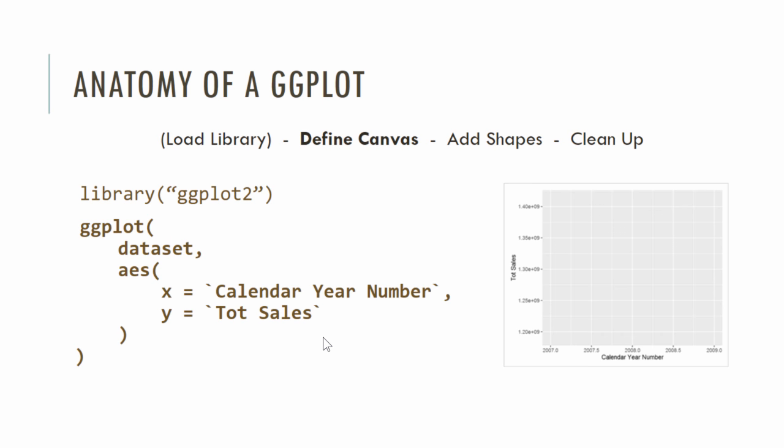aes stands for aesthetics. What do the different aesthetics mean? What does the x-axis mean? Oh, in this chart, the x-axis means the calendar year number. Oh, the y-axis means total sales. Easy as that. Okay? Those are just columns in your dataset. Yeah, just things you're bringing over. Yep. So you're mapping data that you're processing to some aspect of the canvas. And that's what they call names.